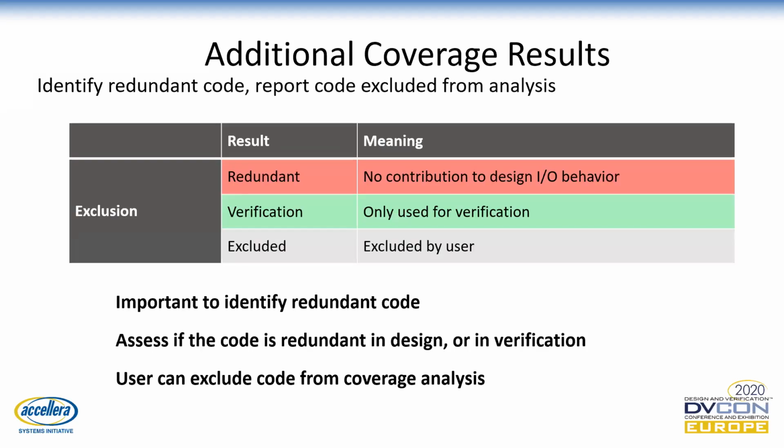There are also some additional coverage results that are being reported on top of it. Formal is good at identifying redundant code as well, which is mainly the code that doesn't contribute to the design's IOs. And code excluded by the user is actually not part of the metric itself, so this type of code is classified under a different category.